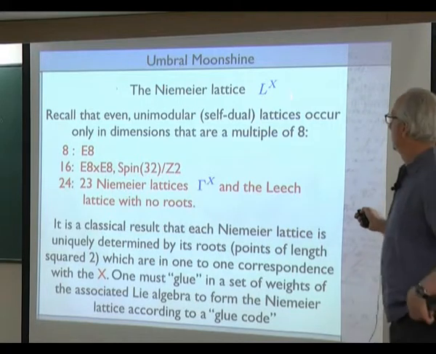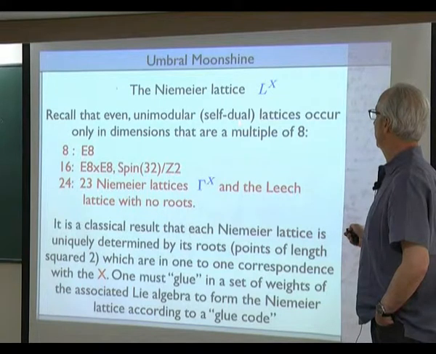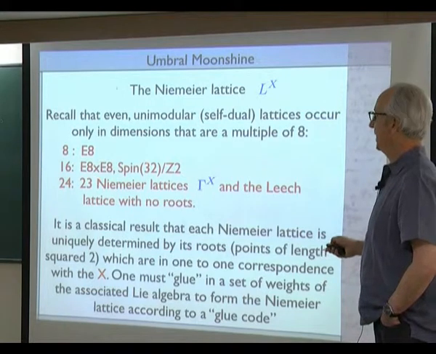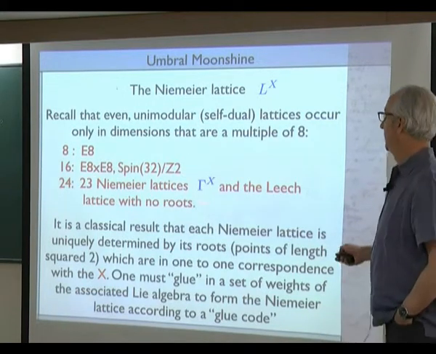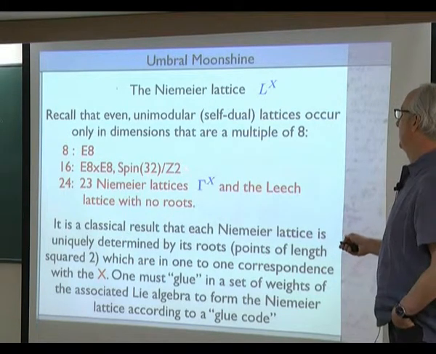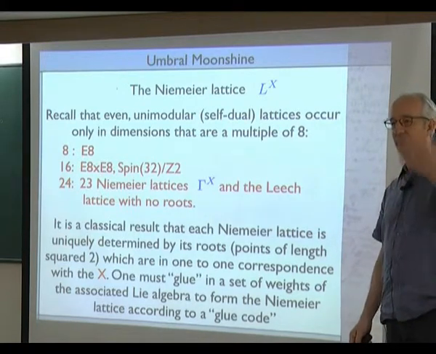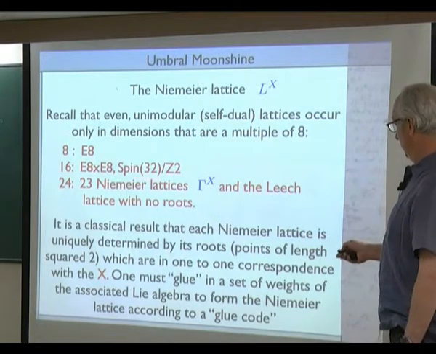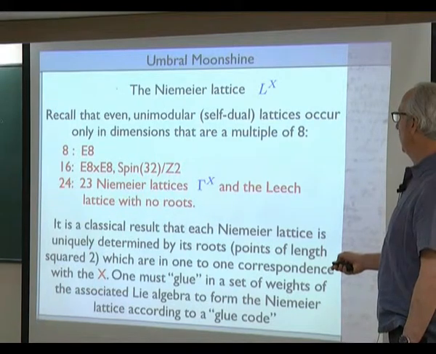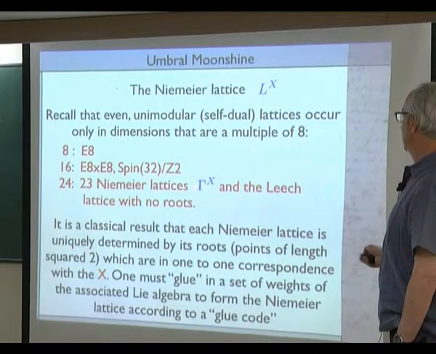So the first thing that you can associate to X is a Niemeyer lattice. Recall that even unimodular, self-dual, positive definite lattices occur only in dimensions that are multiples of 8. The first 2 examples of these we are all familiar with. There's the E8 root lattice, and then there's the E8 times E8, or Spin(32)/Z2 lattice, that appear in the construction of the heterotic string because they are the 2 even self-dual unimodular lattices that give rise to modular invariant string theories. And then in dimension 24, there are 23 even self-dual lattices, and then there's the Leech lattice with no roots.